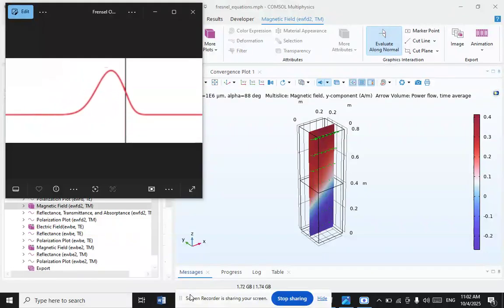A plane electromagnetic wave propagating through free space is incident at an angle upon an infinite dielectric medium. This model computes the reflection and transmission coefficients and compares the result to the Fresnel equations. The Fresnel equations are a set of equations in wave optics that describe how an electromagnetic wave like light behaves when it encounters an interface between two different media.